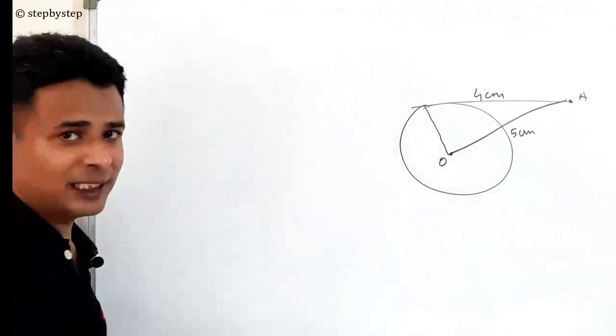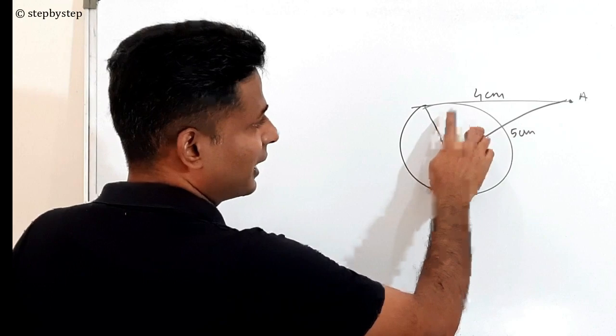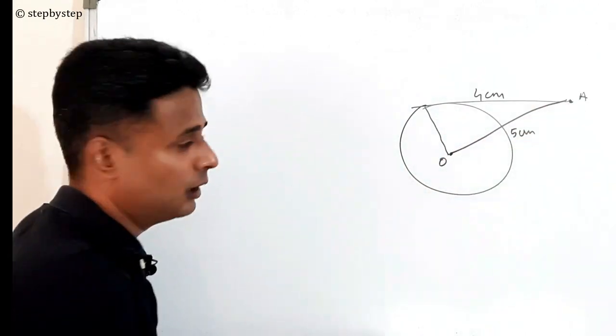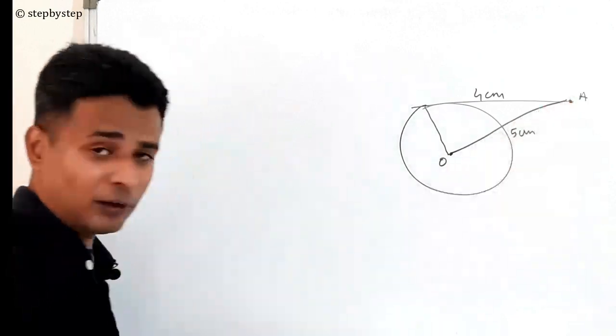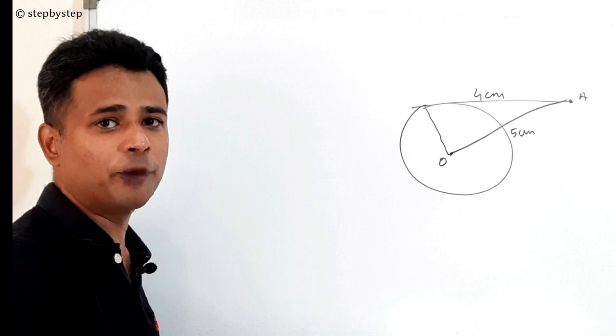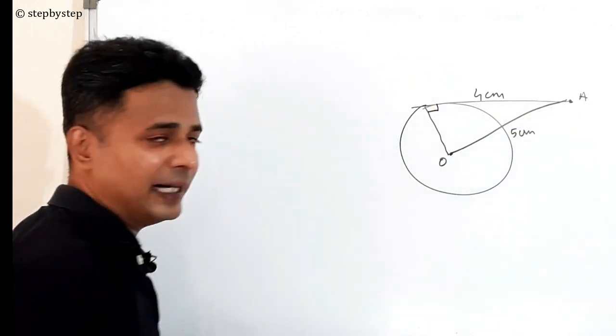Now the sixth problem says that the length of a tangent from point A to the circle, from point A, which is 5 cm away from the center of the circle. So A is 5 cm away from the center of the circle and the length of the tangent is 4 cm. They have asked us to find the radius. Again very simple, this is 90 degrees, this is a right angle triangle.